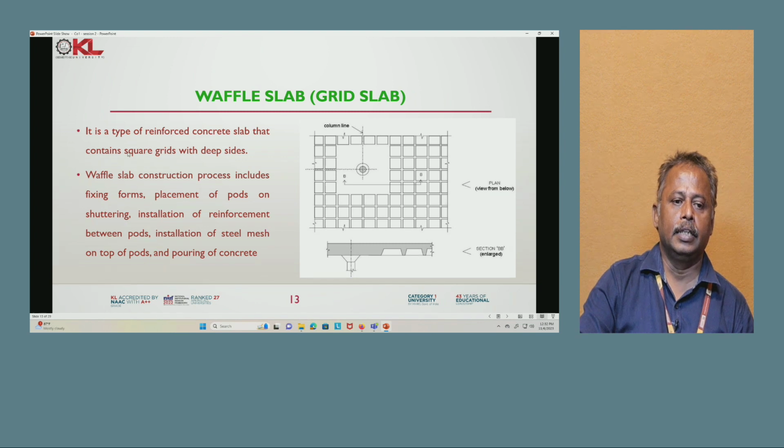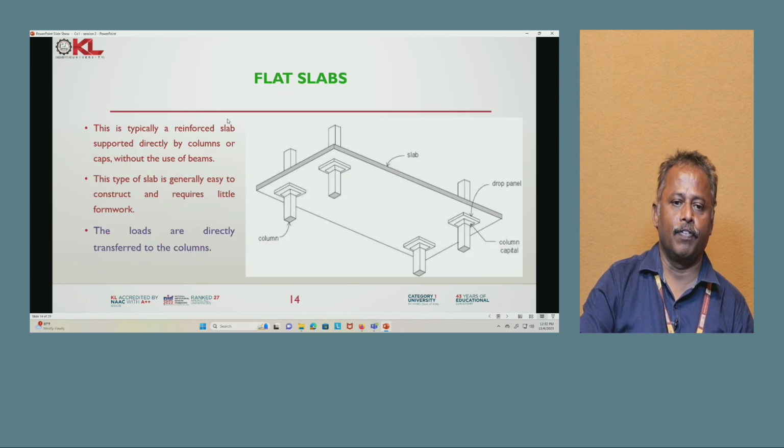Next, grid slab. The grid slab is a type of reinforced concrete slab that contains a square grid with deep sides. The grid slab construction process includes fixing forms, placement of pots on the shuttering, then installation of reinforcement between the pots, then installation of steel mesh on top of the pots, and pouring of concrete.